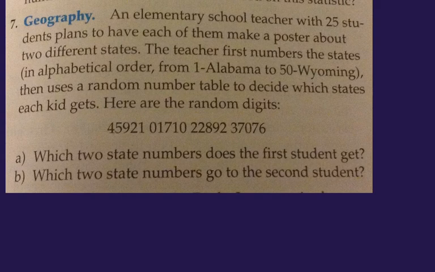Okay, and we have a set of random digits here. It says which 2 state numbers does the first student get, and so notice right here we're only going from 1 to 50. So if we come down and look at our numbers, we're going to be using 45. I can't use 92. We'll use 10. So our first 2 state numbers would be 45 and 10.